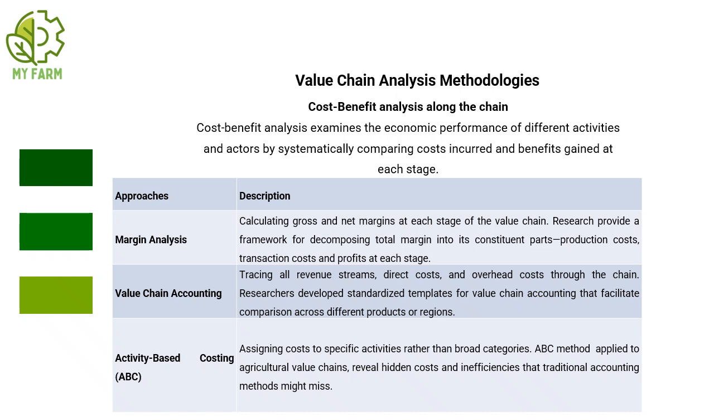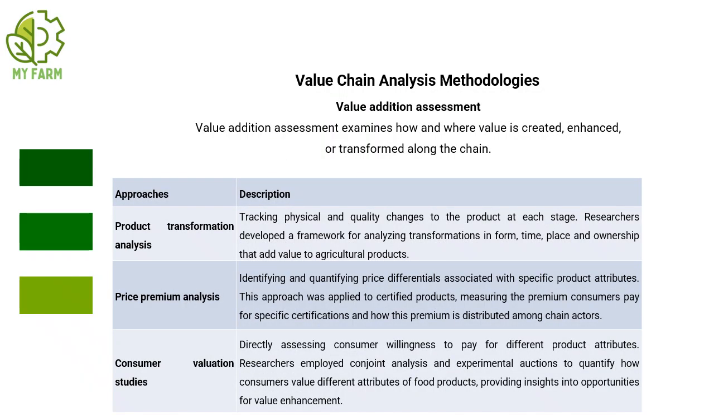Activity-based costing assigns costs to specific activities rather than broad categories. When applied to agricultural value chains, this approach reveals hidden costs and inefficiencies that traditional accounting methods might miss, such as the true cost of quality control or waste management. Value addition assessment examines how and where value is created, enhanced, or transformed along the chain. This goes beyond simple cost accounting to understand the qualitative changes that make products more valuable.